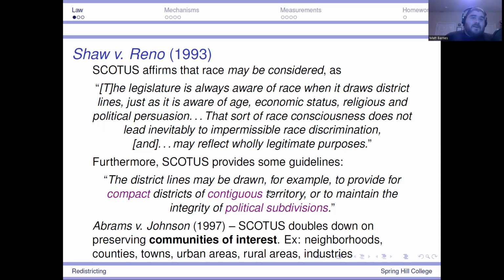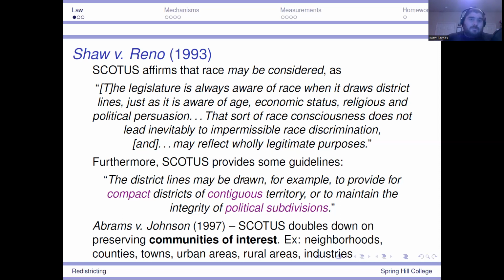They did in this provide some guidelines to help us understand how these lines should be drawn, though. He said the district lines may be drawn, for example, to provide compact districts of contiguous territory or to maintain the integrity of political subdivisions. So a couple of these are highlighted here. We have compact, we have contiguous, and we have political subdivisions.